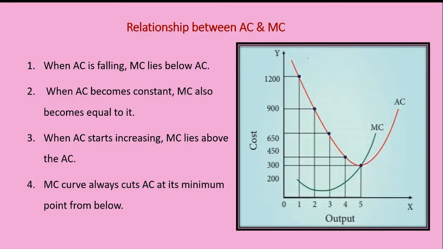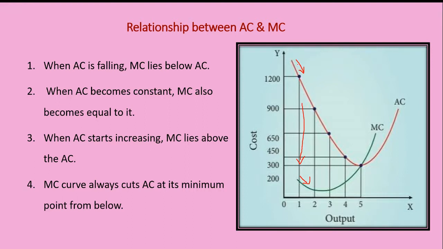When AC is falling, so in the beginning, the AC curve is falling. What is happening to the MC curve? The MC curve is also falling, but you see that the MC curve lies below the average cost curve. The green color curve or the MC curve is lying below the AC curve. So that is the first point. When average cost is falling, MC lies below AC.